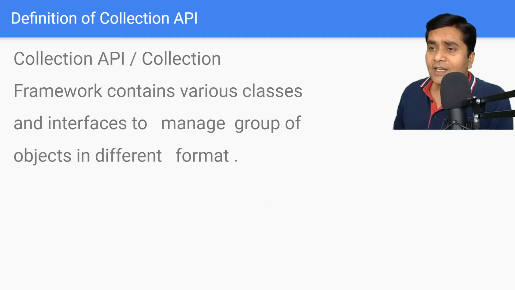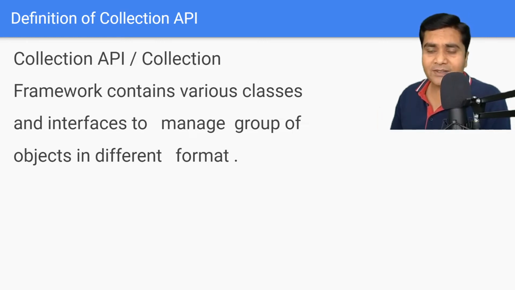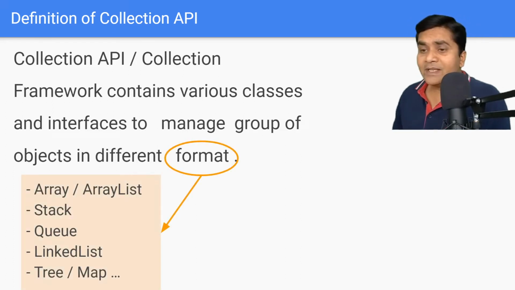So let me define the collection API. Sometimes the collection API is also known as collection framework. Framework means some standard features. Some standard practices in programming languages are defined as a framework. So here the collection framework contains various classes and interfaces to manage, it's a very important term, manage groups of objects in different formats. When we talk about format, it means the arrangement.